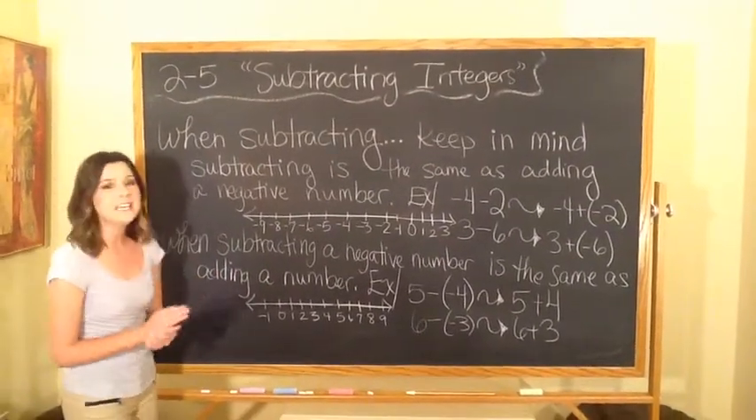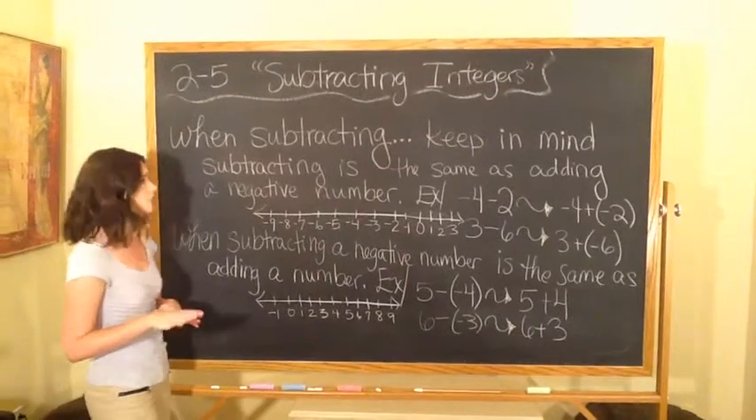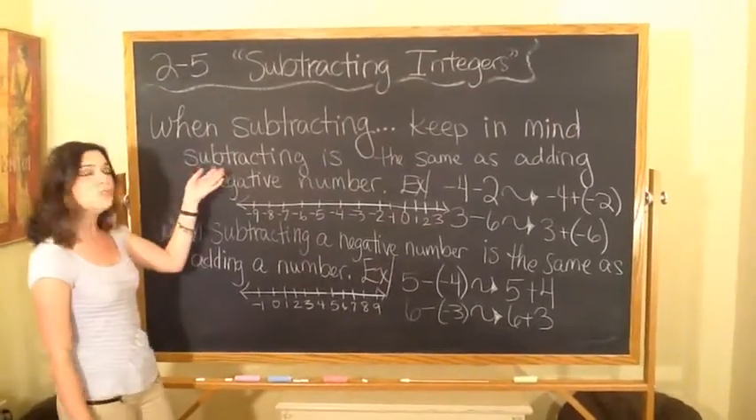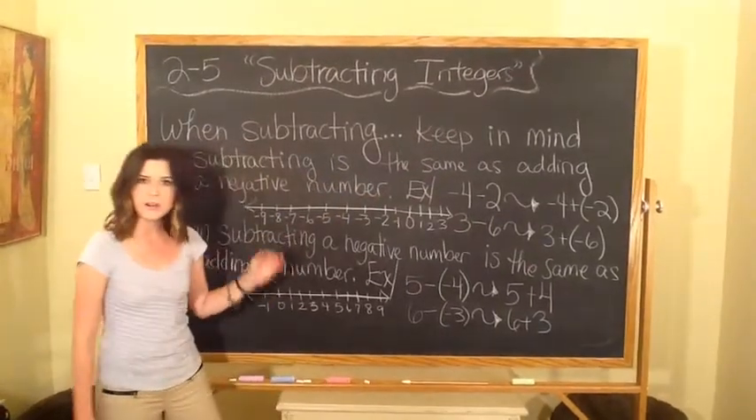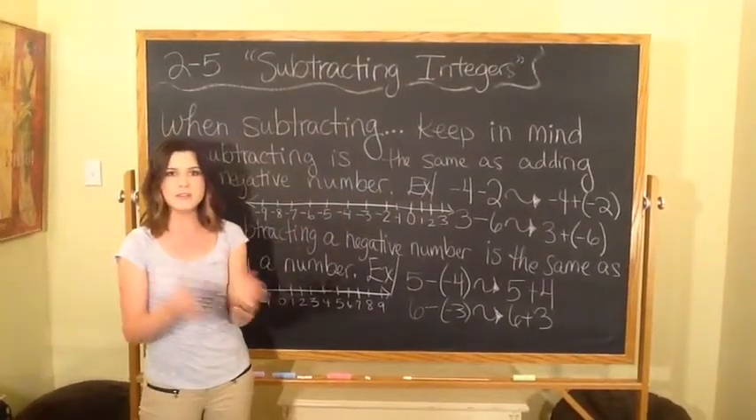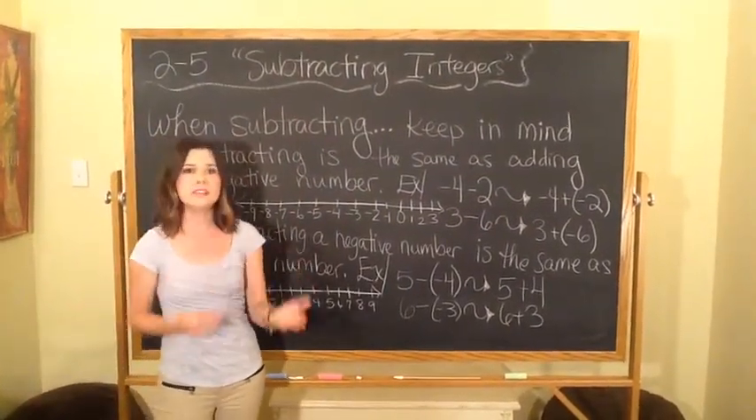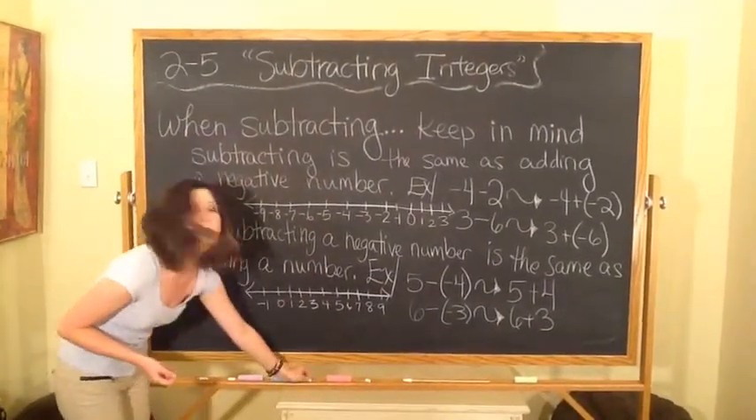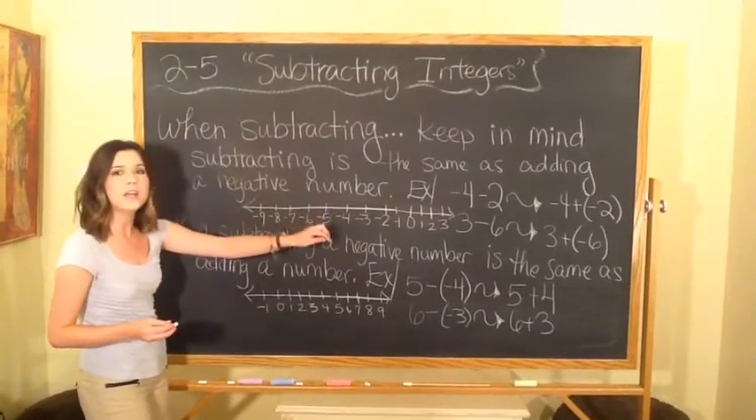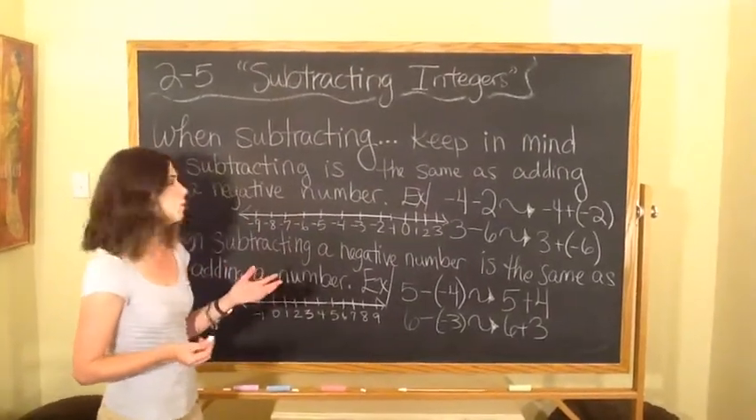The first thing to keep in mind when you're subtracting integers is that subtracting a number is the same thing as adding a negative number. So if you subtract a positive or add a negative, however you say it, you're going to get the same answer. Let's look at some examples and visualize them on the number line to see how this rule works.